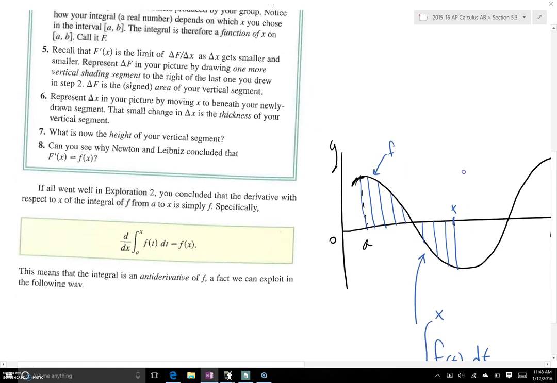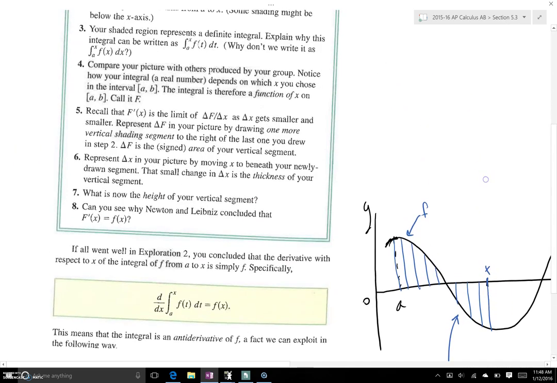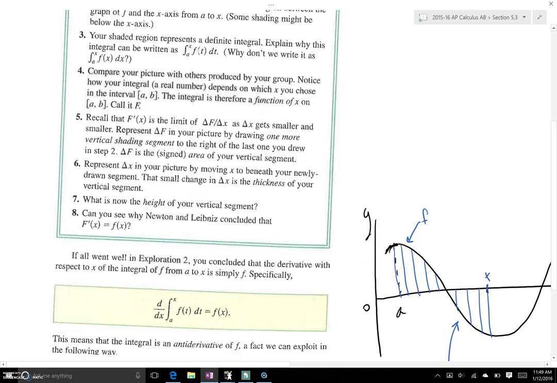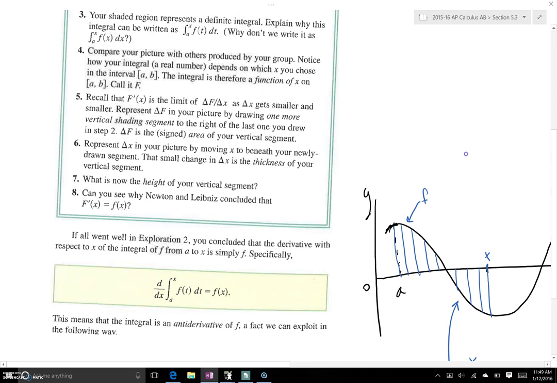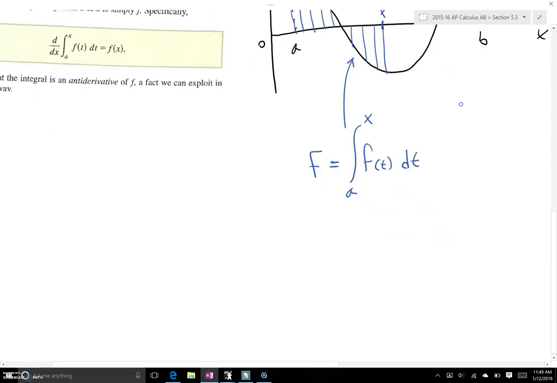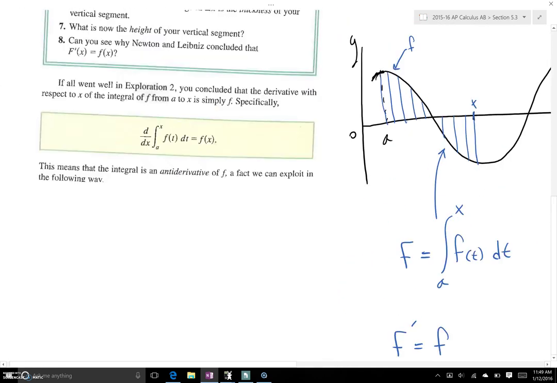So the integral that we've written down here is still a function in terms of x, because the area that it represents depends on how far x is from a. And we're going to call that capital F. Another way to say it is that the derivative of capital F is going to be equal to lowercase f, and the opposite way around, capital F is the antiderivative of lowercase f.